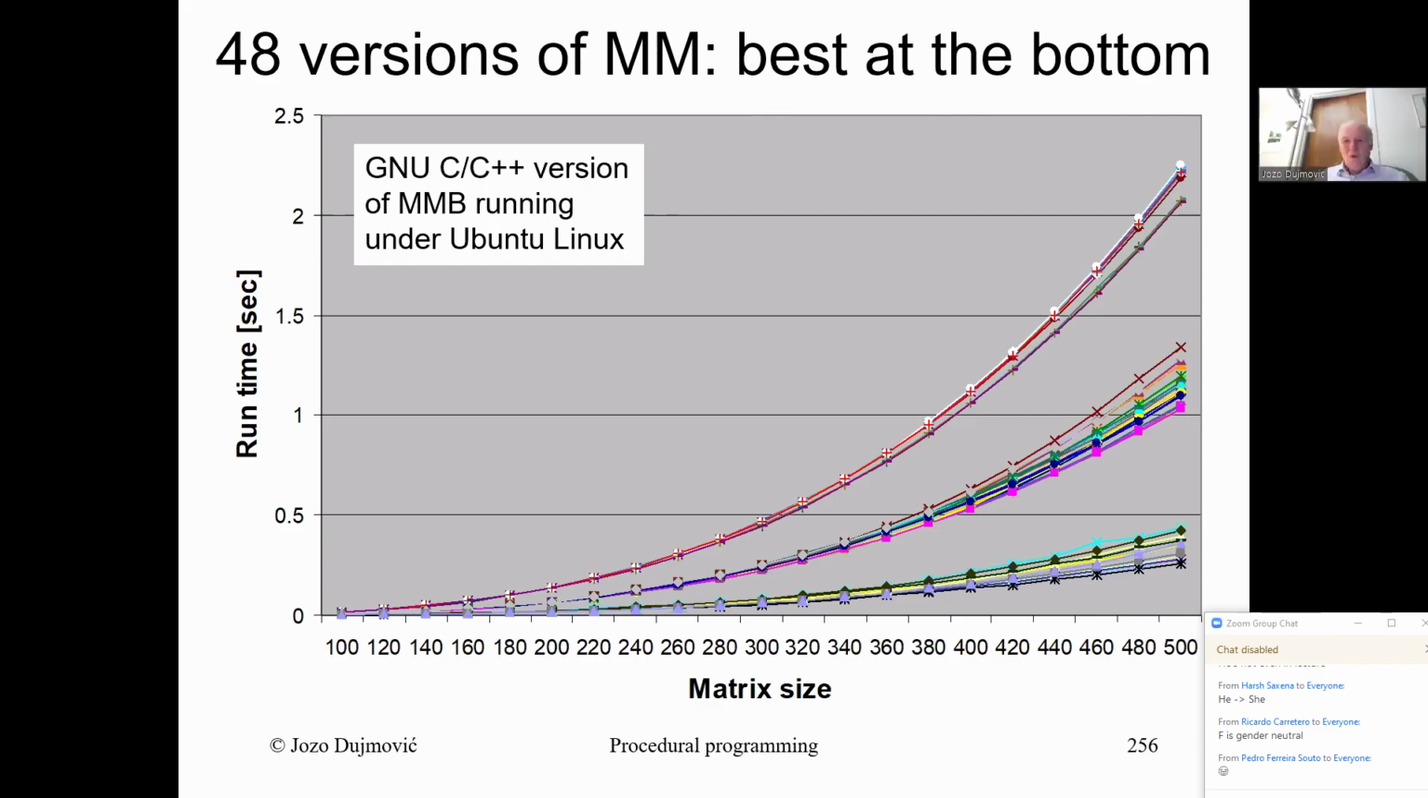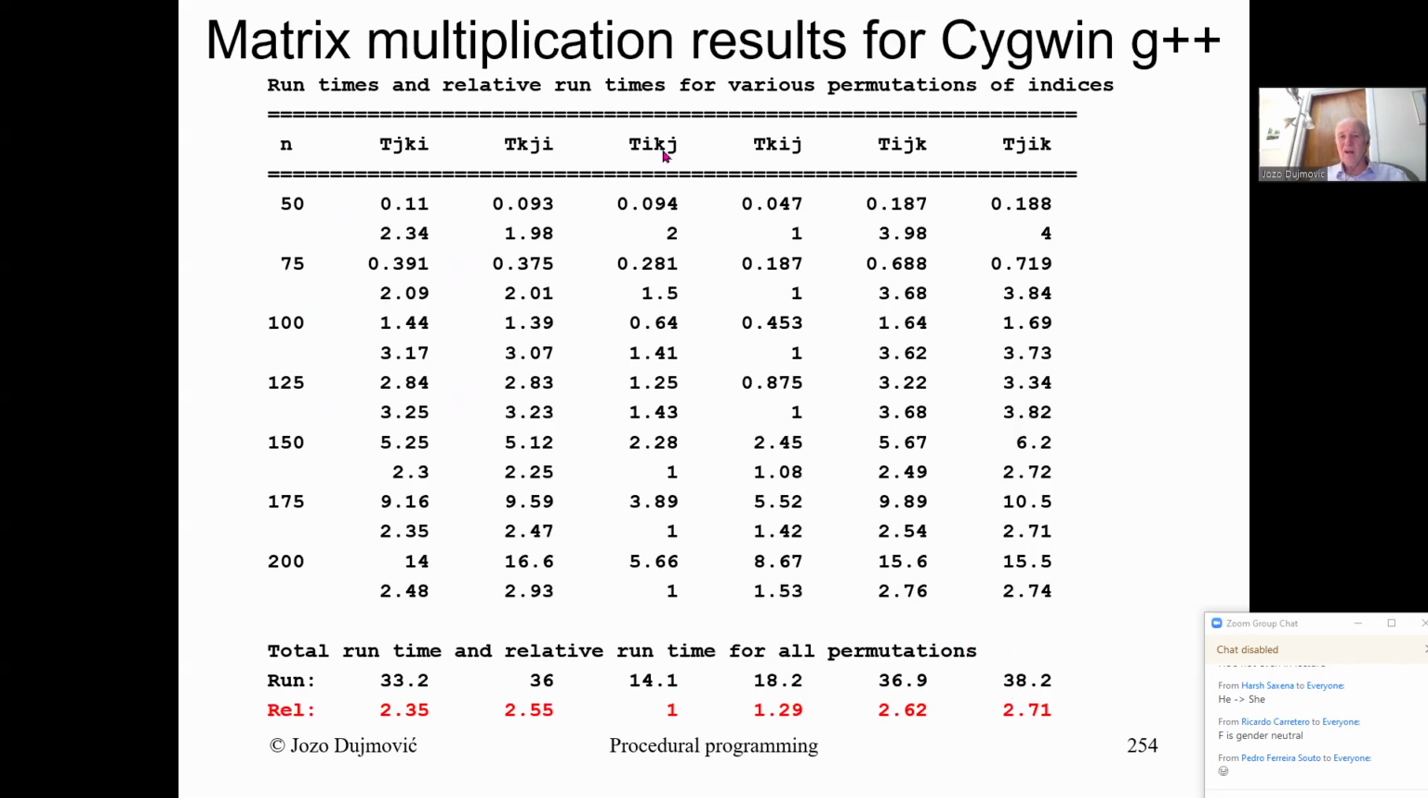Well, there is no way to do it immediately. There are 48 different ways how to do that, and one of the 48 is the fastest. So here, you can see which one is the fastest. The fastest is the IKJ loop. IJK is the loop that computes the scalar product, row times column. This is the one that is written in linear algebra textbooks.